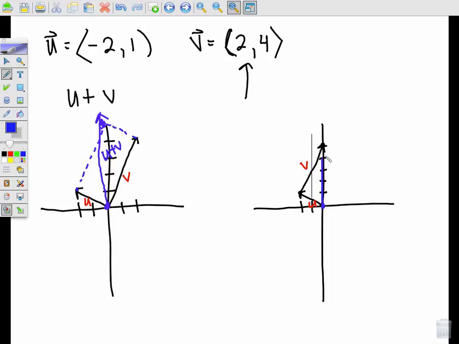So the answer would be, again, from the starting point to the ending point. Right there. This is u plus v. And obviously we would have the same result here. I just, my drawing's off.